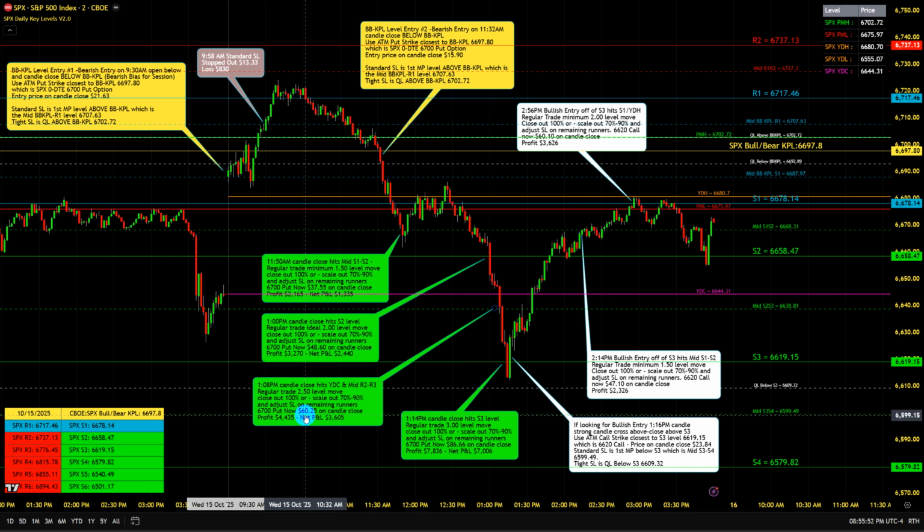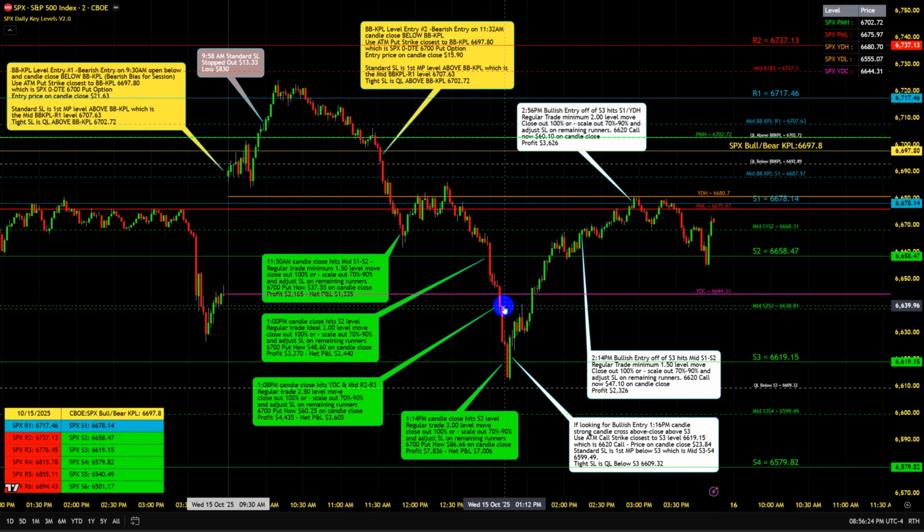The 6700 put is now $60.25 on this candle close. As you can see, on this candle close, it backed off slightly from the mid S2, S3 level after wicking through it. But on the candle close, it's now $60.25. The profit is now $4,435. The net P&L is now $3,605 per put option after we subtract out our loss earlier.